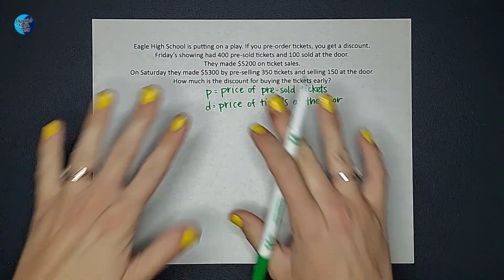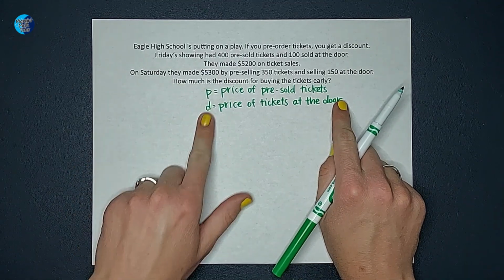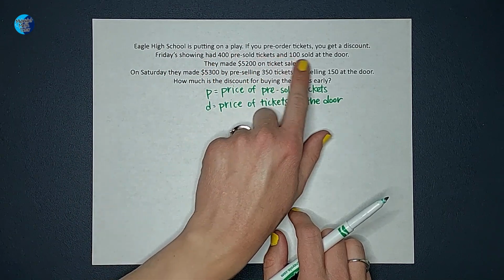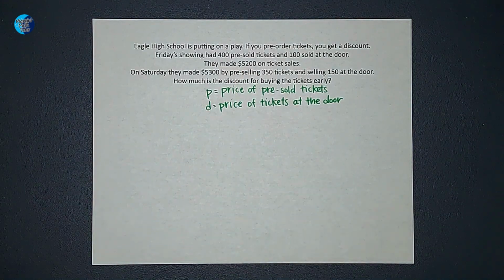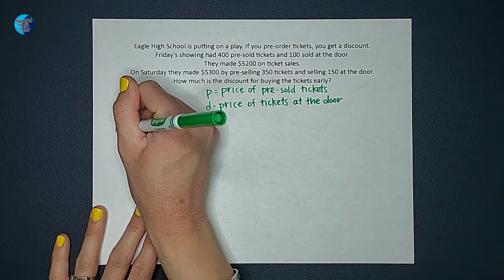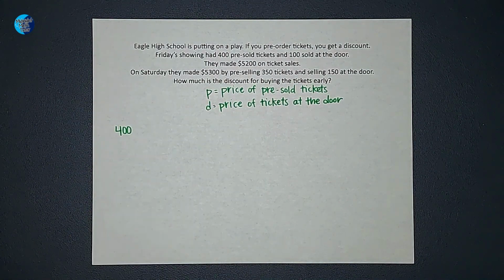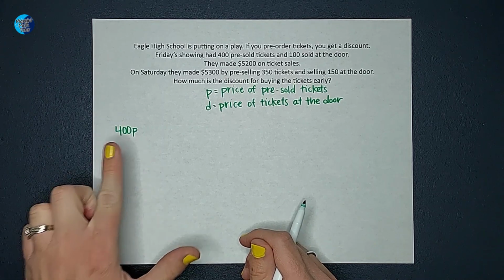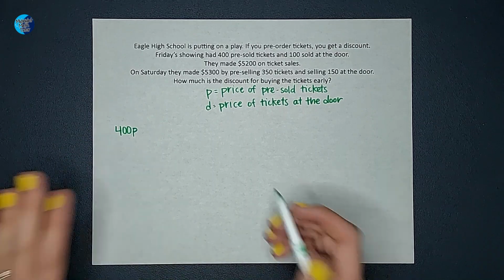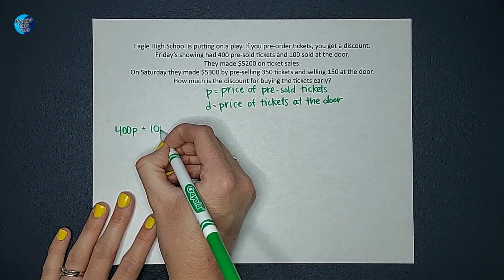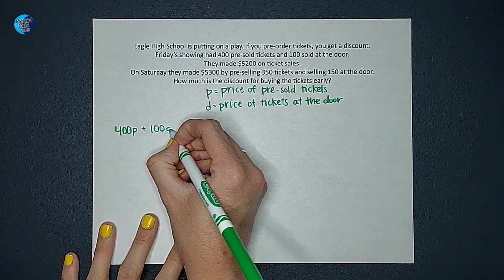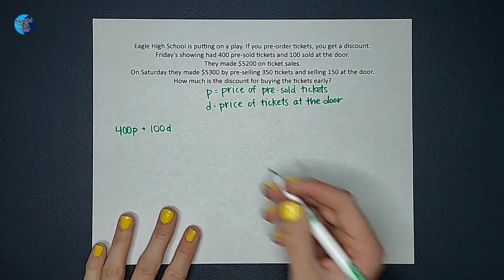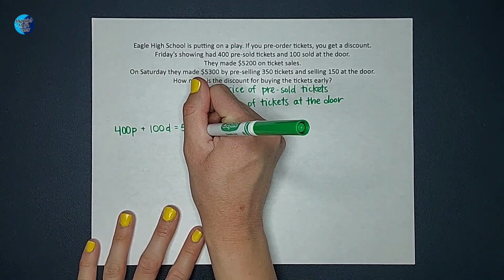Now let's see if we can write some equations to figure out what these variables are. On Friday they had 400 pre-sold tickets and 100 sold at the door, and they made $5,200. So 400 people bought pre-sold tickets before the show. 400 times the price of the pre-sold ticket gives the total they made on those tickets. Plus, 100 times the at-the-door price tells me how much they made on the at-the-door tickets. The total for both on that day was 5,200.